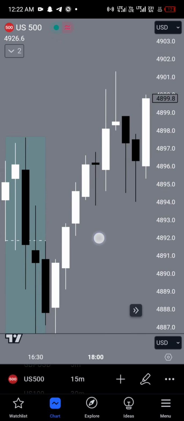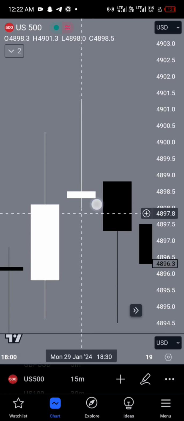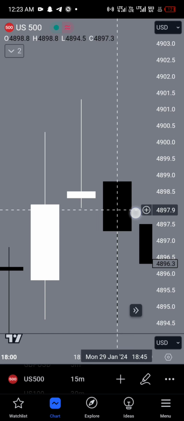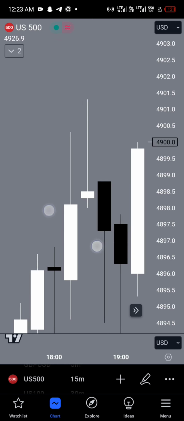So I'm going to show one more example. This time I will not box it up, I will just leave it open. Here you can see again the one to the left and the one to the right both have lower highs than the one in the middle. So these are examples of swing highs.